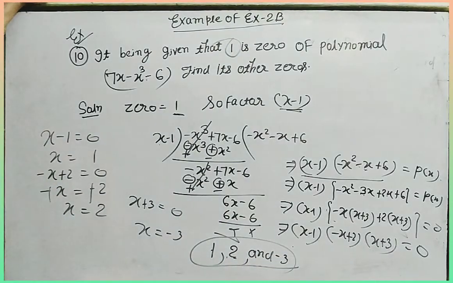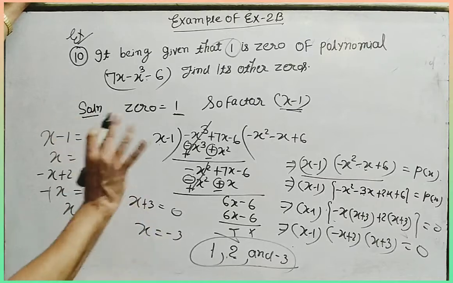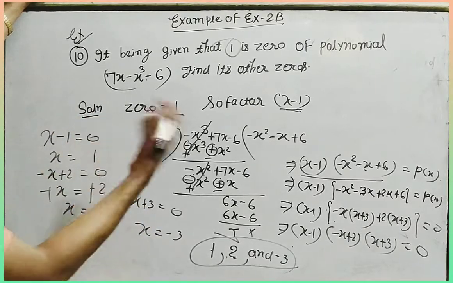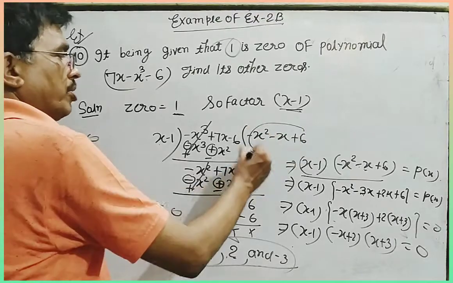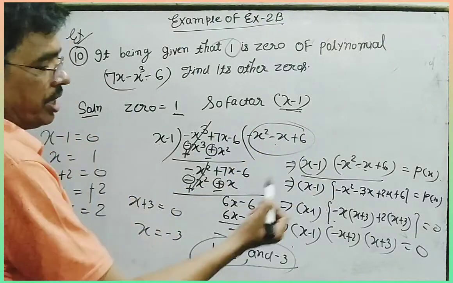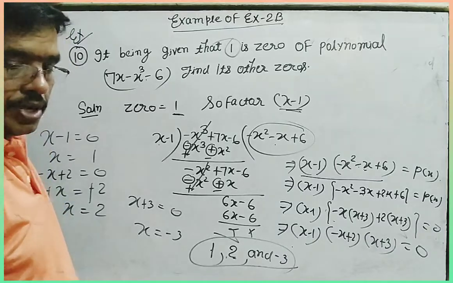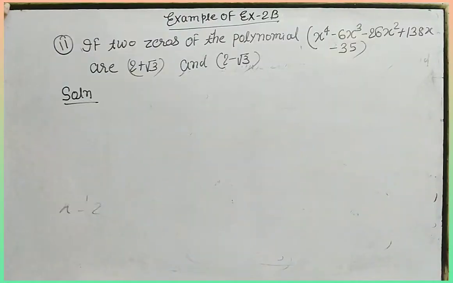So dear student, when 1 zero is given, first you find its factor, and this factor divides this polynomial exactly, and after that you factorize the quotient and then you can find the other 2 zeros. Now I solve the next questions.